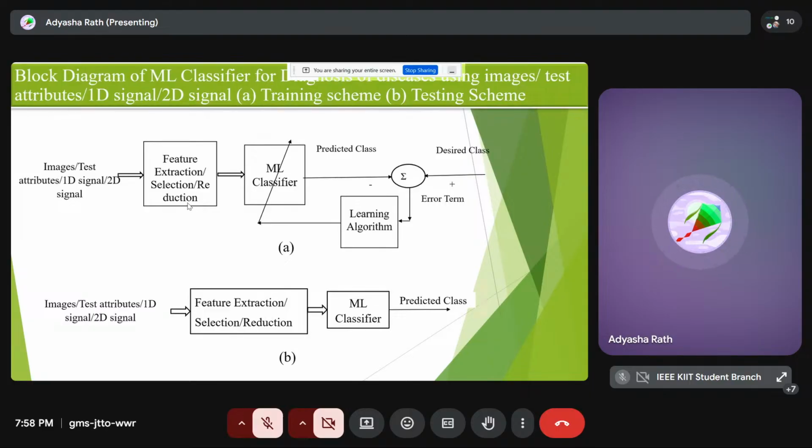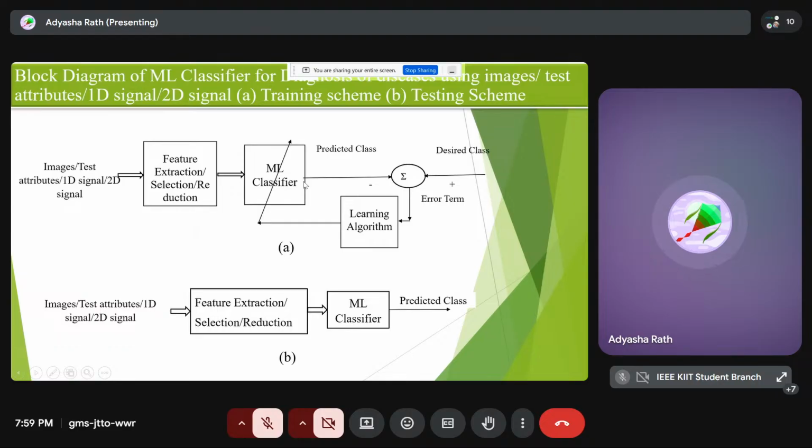So while doing research, how do you draw the block diagram of the training and testing of the models? Suppose I'm going into healthcare. The input will be image data, case attributes, or a 1D signal or 2D signal. First of all, I will feed this data into my model, and the first step is either feature extraction, selection, or reduction. Feature extraction you can do by statistical methods, technical methods, transform domain methods. Feature selection: wrapper method, embedded method, filter method. These are the different types of feature selection. Feature reduction, you know very clearly: PCA, LDA, ICA, factor analysis.